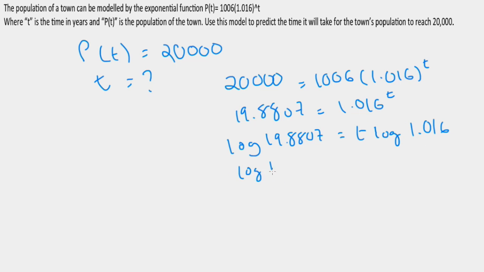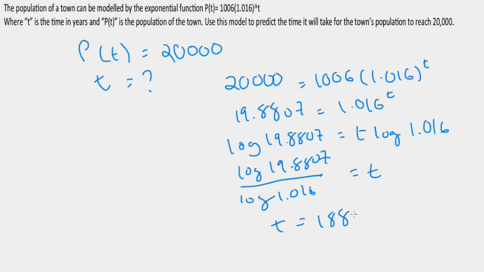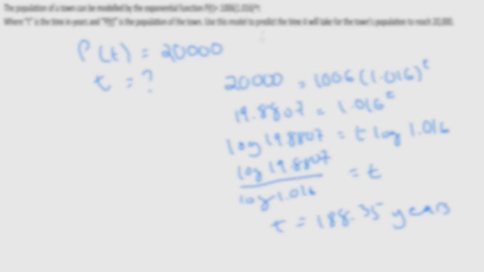So let's do that. We got log 19.8807 divided by log 1.016 is equal to t. That is going to approximately give me 188.35. So it's going to take me 188.35 years for the population of this town to reach 20,000. And what have we done here? We've demonstrated our knowledge of logarithmic techniques and laws to solve a real-life application problem.